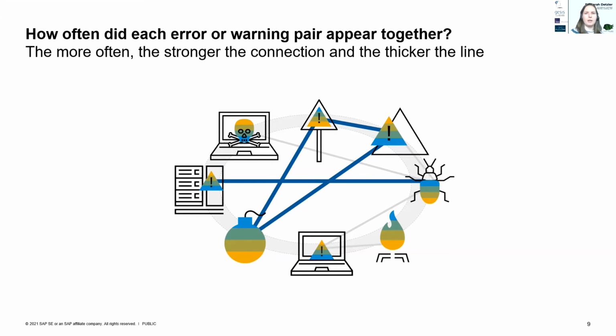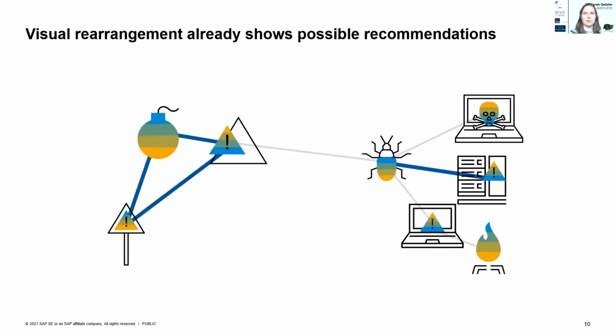Of course, we can sort it a little bit, because then it actually looks like this. So now we can see here we have 3 of our errors and warnings, which appear in a triangle. So they often appear together. So basically, when you know one of these is happening, it's quite likely that the other ones will also appear. And then we also see on the right side, there we have a more complex structure.